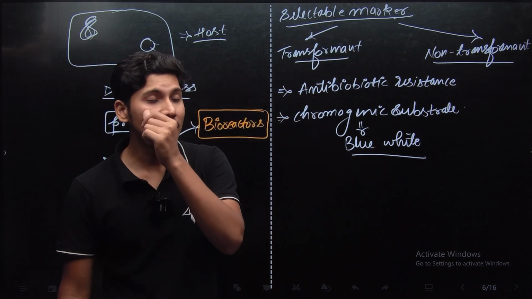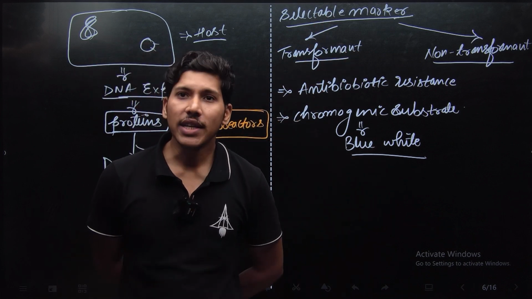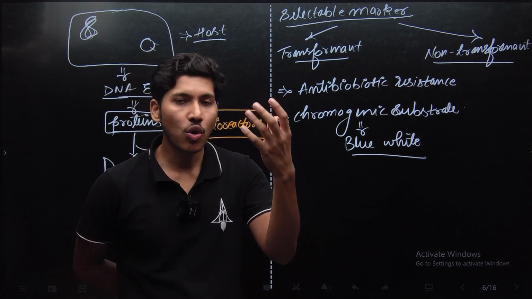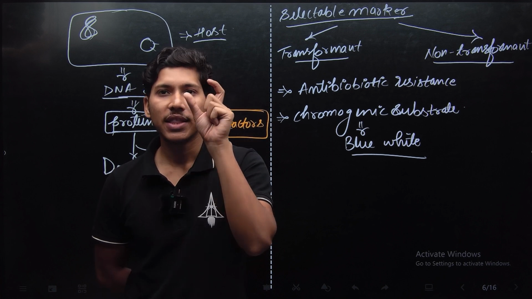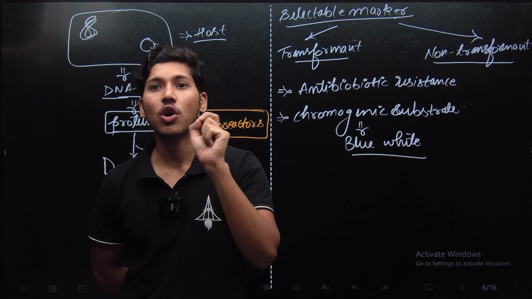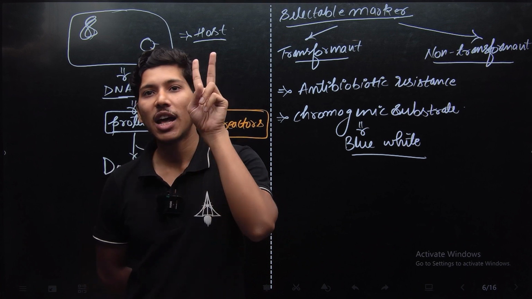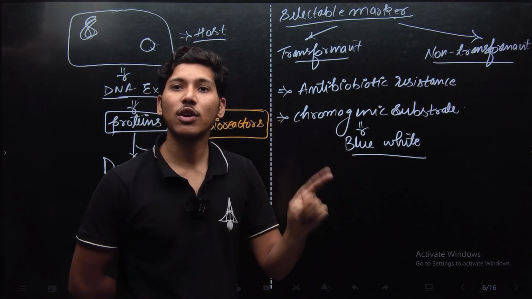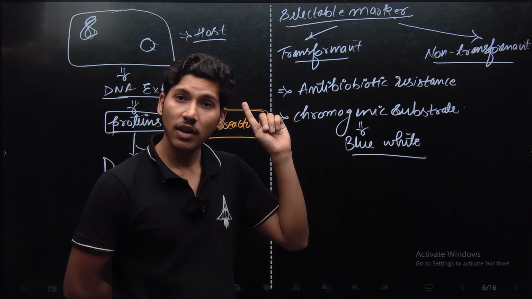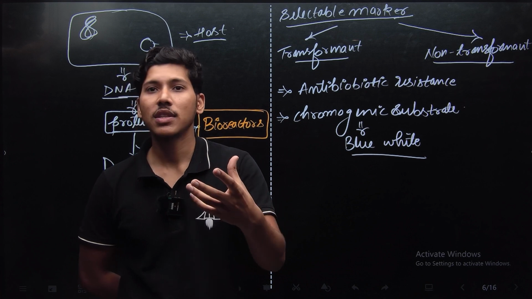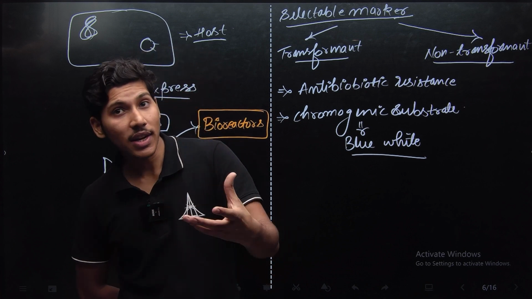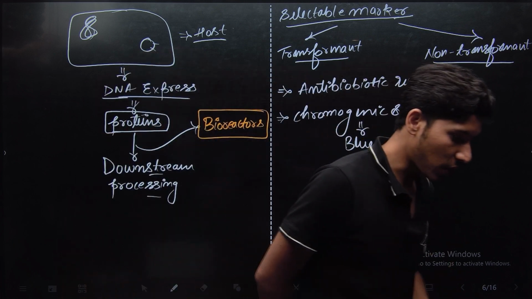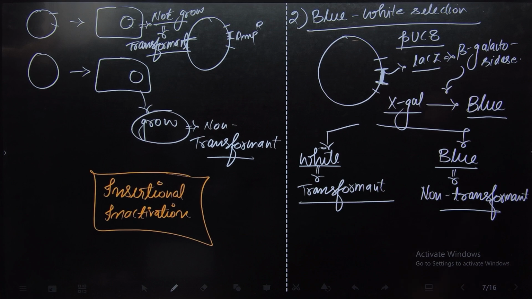What are these selectable markers? Selectable markers are basically some genes in the plasmid which tell us whether our host, in which we have inserted our plasmid, contains a plasmid which has our gene of interest or not. Okay, and it is done with the help of two markers or two genes. One is the antibiotic resistance gene and one is the beta galactosidase gene, which makes us sure whether our gene of interest has been inserted in the plasmid or not. Okay, let's see them one by one.